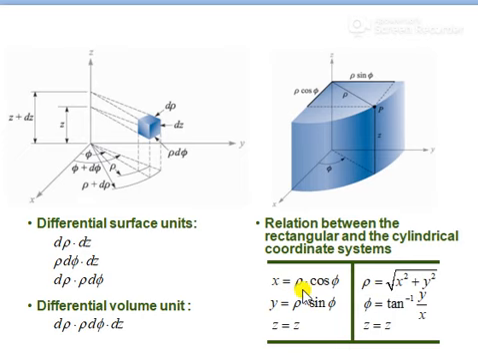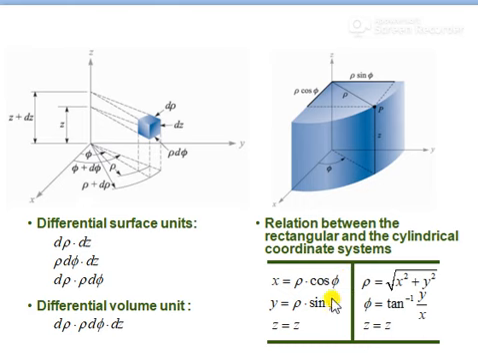Now, how do we find rho? You can add the squares of these two, and it becomes x square plus y square. Cos square plus sin square will be 1, so it will be rho square. So rho is equal to root of x square plus y square. Now divide these two, rho will cancel, phi will be tan inverse of y by x, and z will be z. So these are the equations needed.